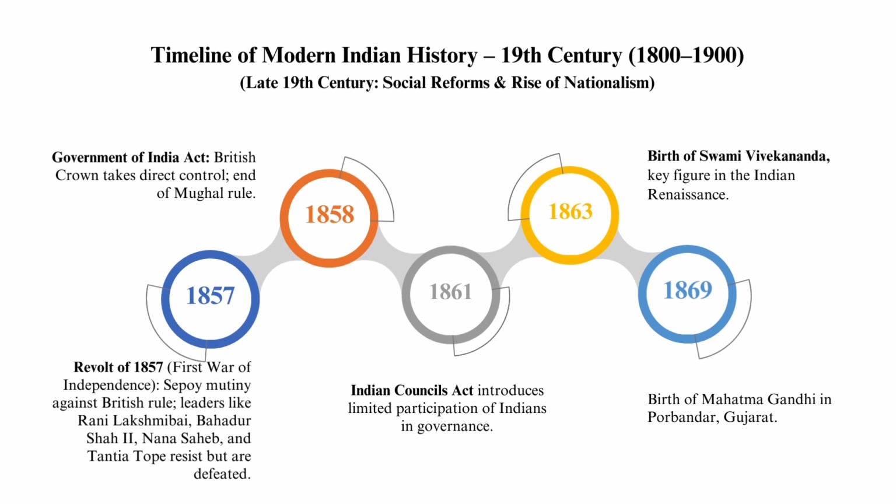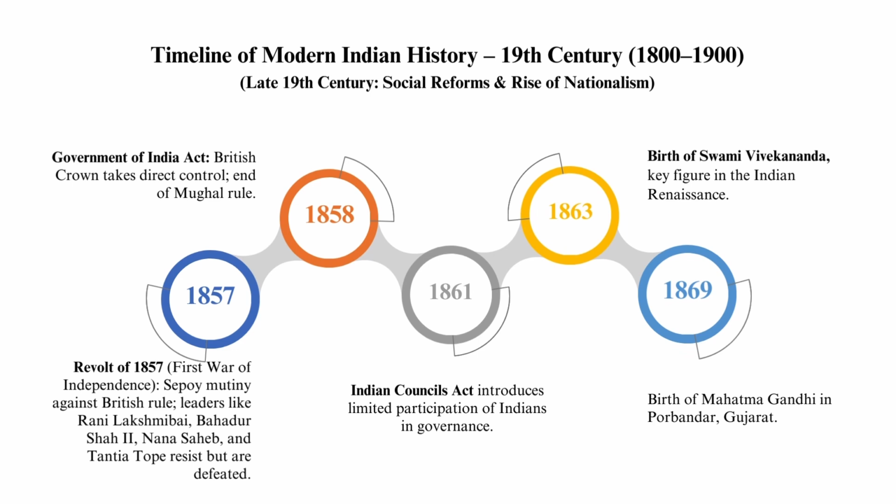1857 Revolt, the First War of Independence. Resentment exploded in 1857 when Indian soldiers, sepoys, in the British Army rebelled against their European officers. The revolt, led by figures like Rani Lakshmi Bai, Bahadur Shah II, Nana Sahib, and Tantia Tope, shook British rule. While initially successful, the uprising was brutally crushed. In 1858, the British Parliament passed the Government of India Act, ending the rule of the East India Company and bringing India under direct control of the British Crown.